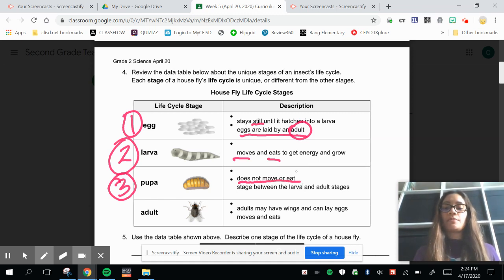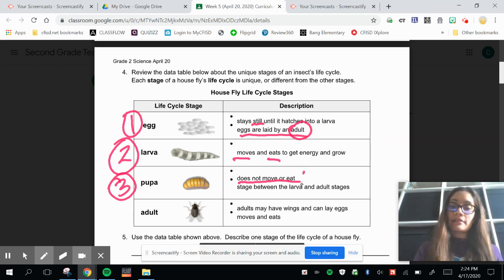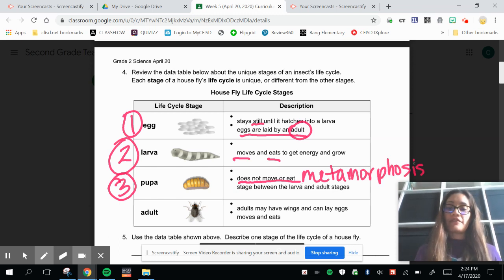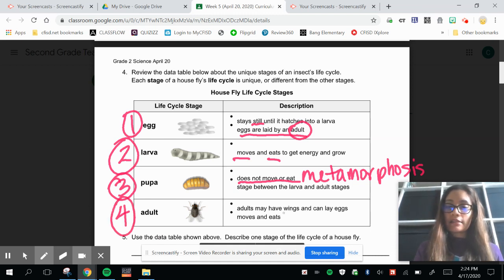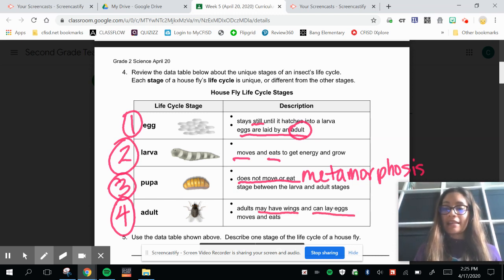And this is the stage between a larva and adult stage. Inside, like I said before, it is going through a change called metamorphosis. It is changing into the adult. And last but not least, the adult emerges. And then the adults, they may have wings, and now they can lay their eggs. They also move and eat as well.